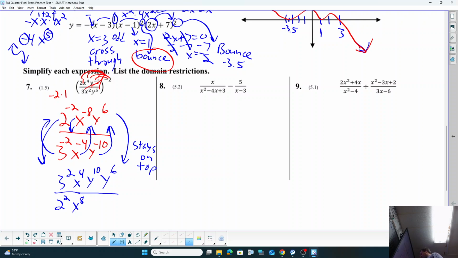Yeah. I'm just making our video here. So that's going to be 9. 3 squared is 9 over 2 squared is 4. X to the 4th, well that's 4 of them gone, and so we're going to minus 4 down there. So that's x to the 4th. And then 10 and 6 is going to be 16. And that's our crazy final answer for number 7. That was a tough one.